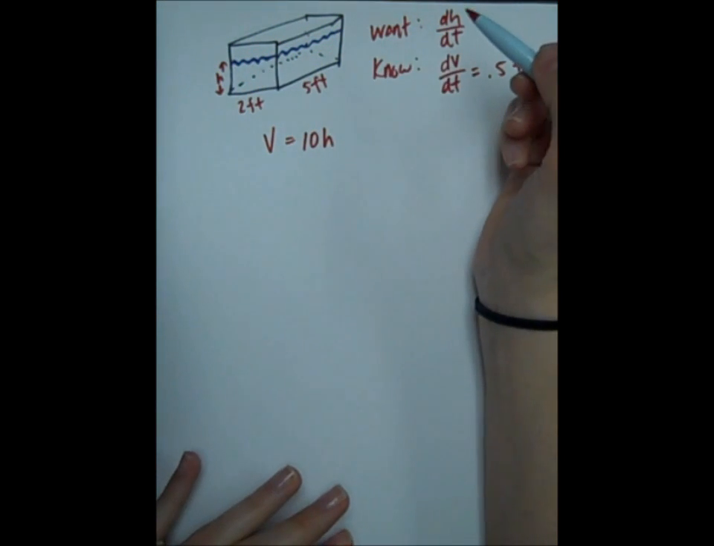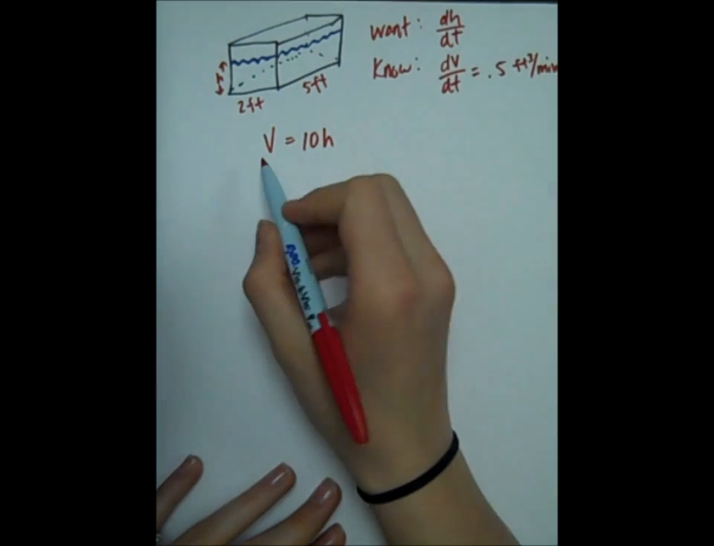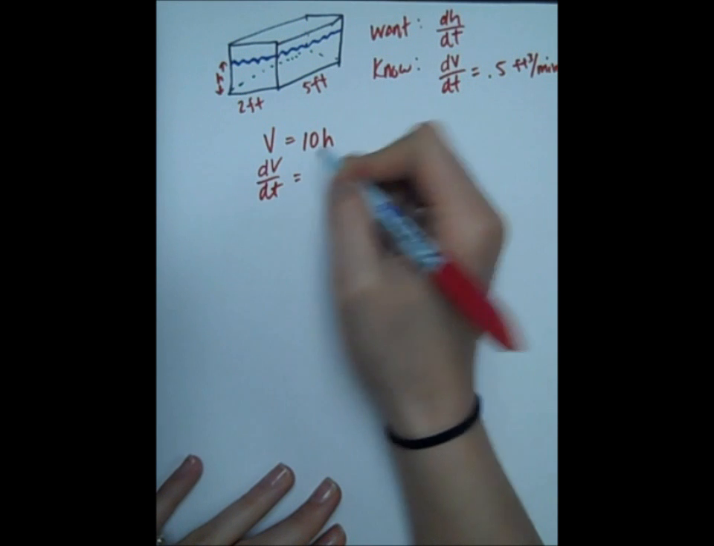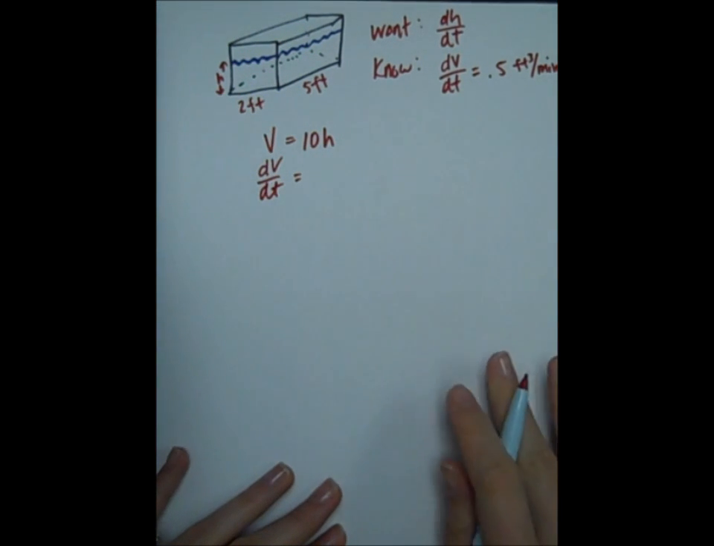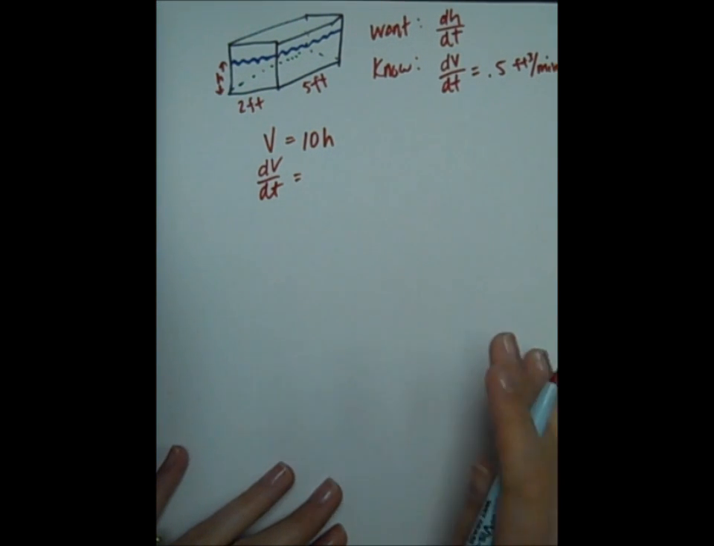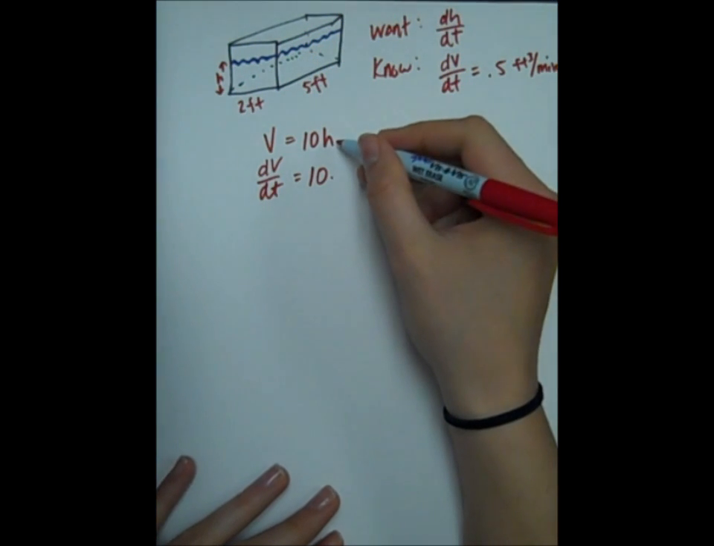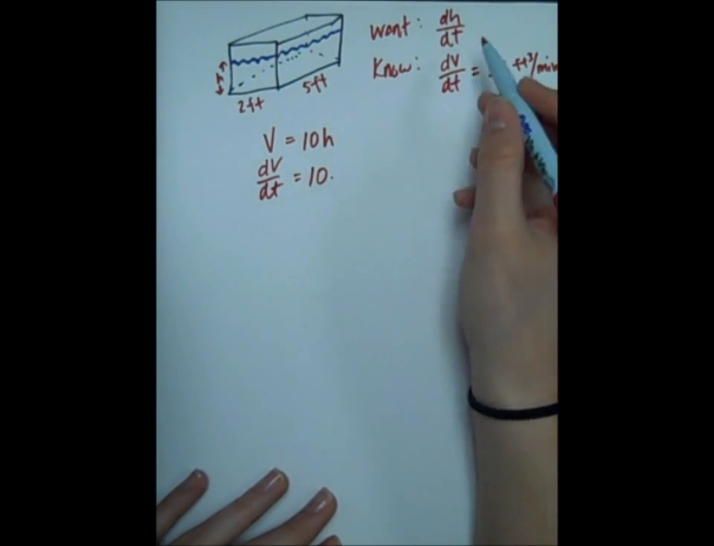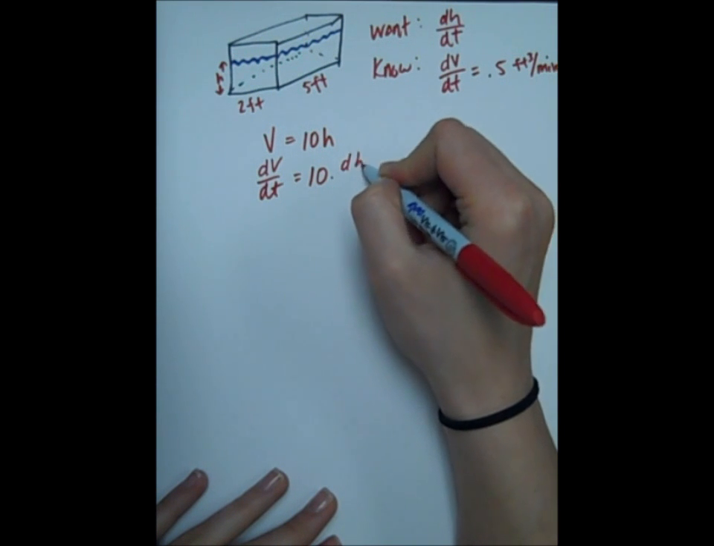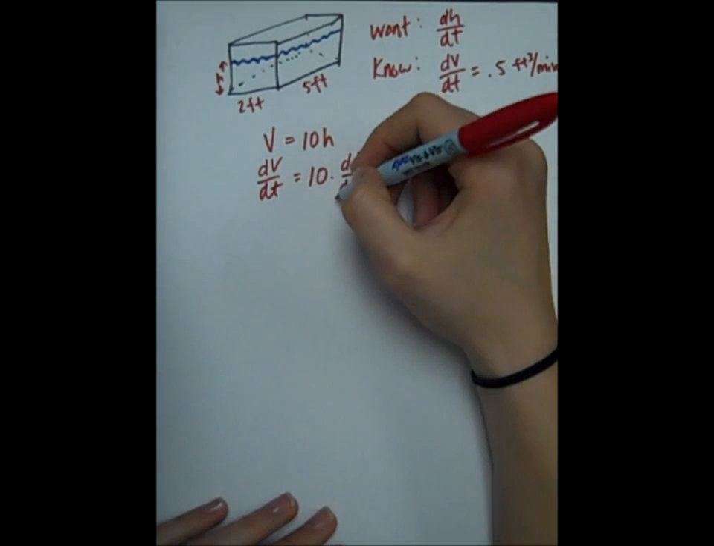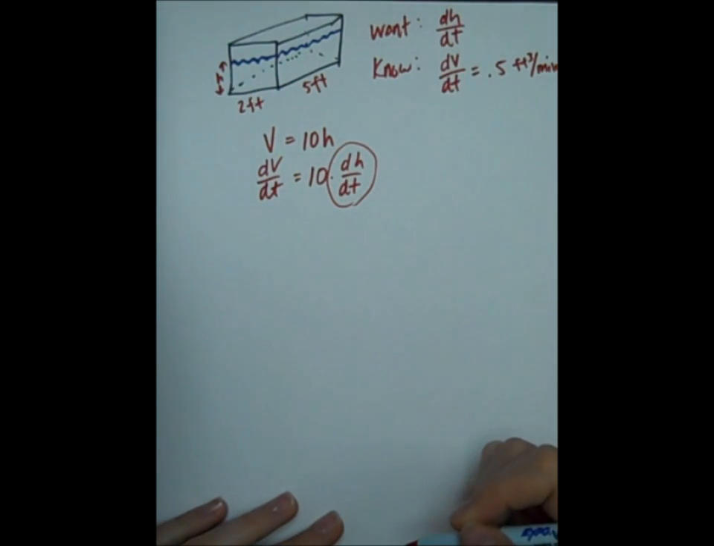Now that we have the relation, let's take the derivative. So the derivative of volume, that's dV/dt. Now what's the derivative of 10h? Well, the 10 stays. What's the derivative of h? h is not our variable. Remember, t is the variable, so 10 dh/dt. And this is what we're trying to solve for.